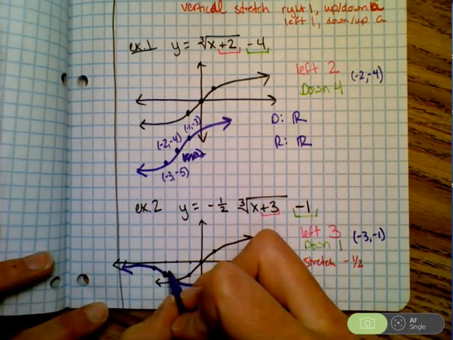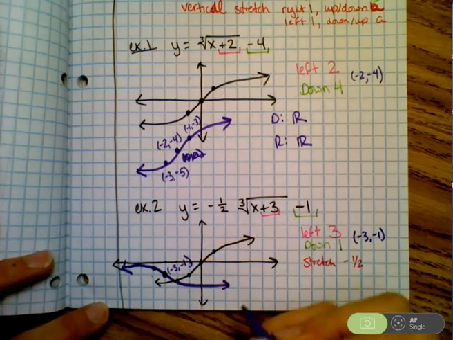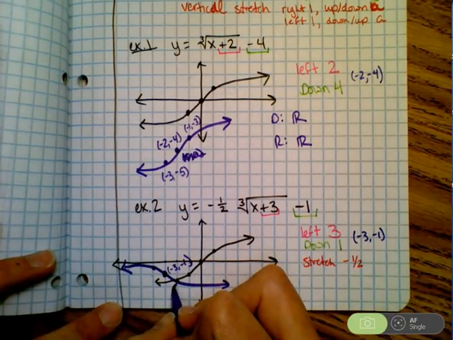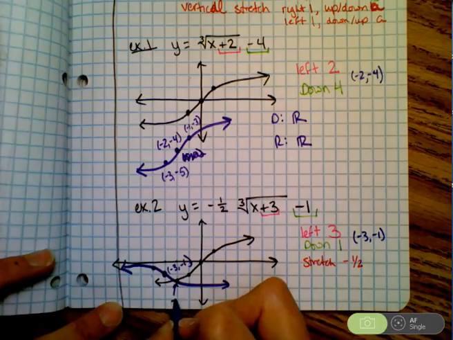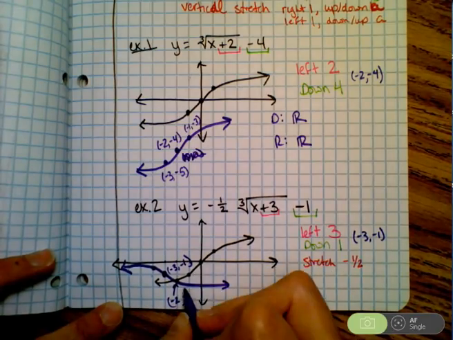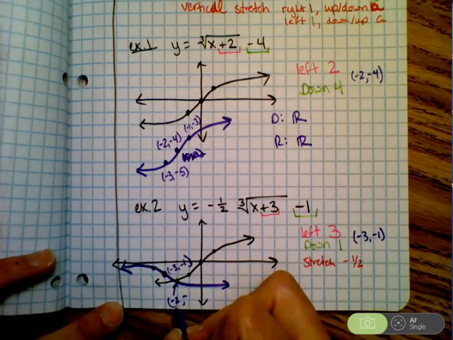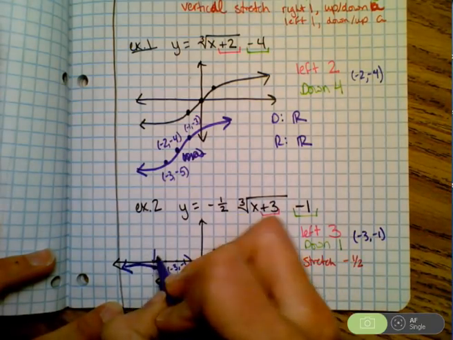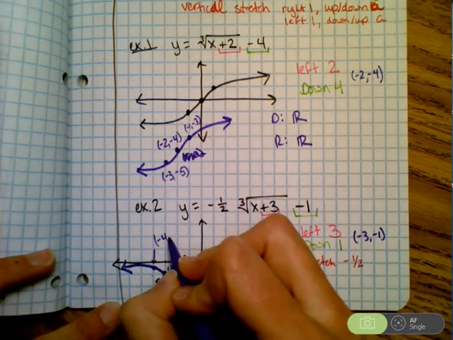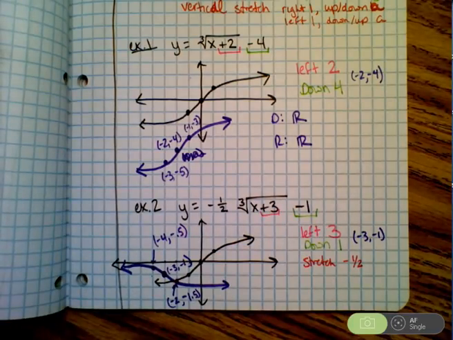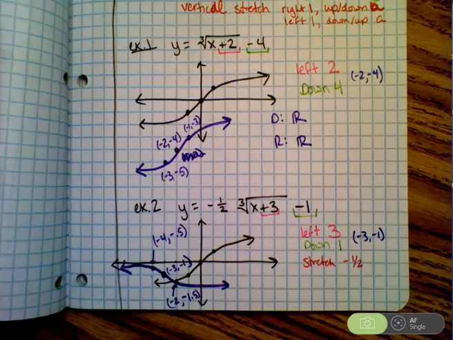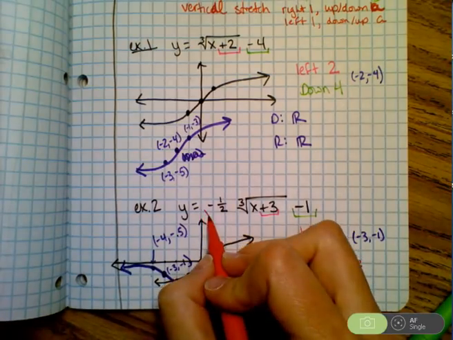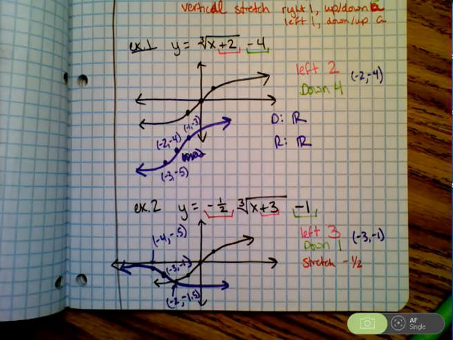So this point now is at -3, -1. That point is at -2, -1.5. And this point is at -4 and -0.5. So you can see it's just squished it together a little bit from what we've had before. So hopefully you can start to see how all of these look very similar to the ones we've done before.